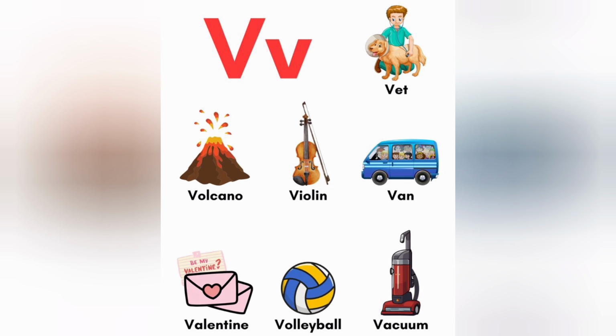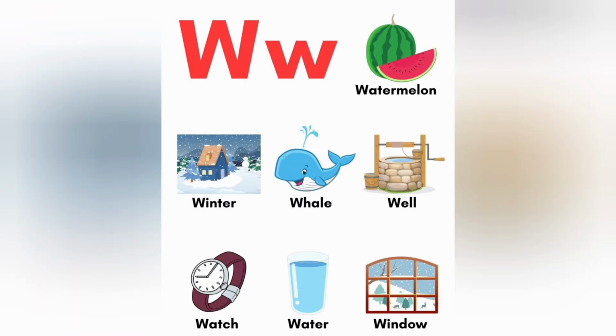Now let's repeat the letter with its sound. V, vet. V, volcano. V, violin. V, van. V, Valentine. V, volleyball. V, vacuum.